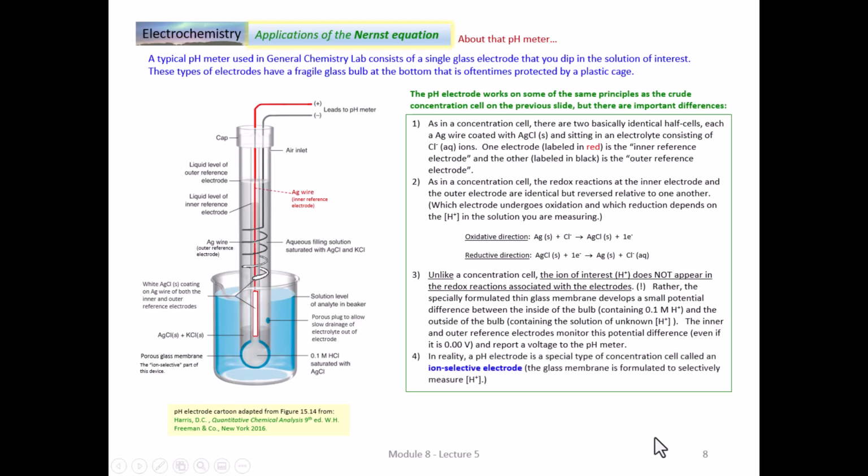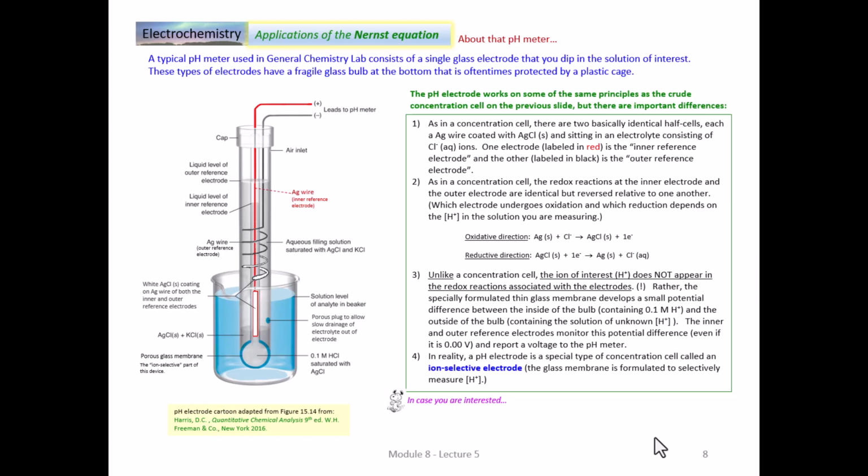Now, in reality, a pH electrode is a special type of concentration cell called an ion selective electrode, and the glass membrane in the pH electrode is formulated to selectively measure hydrogen ions.